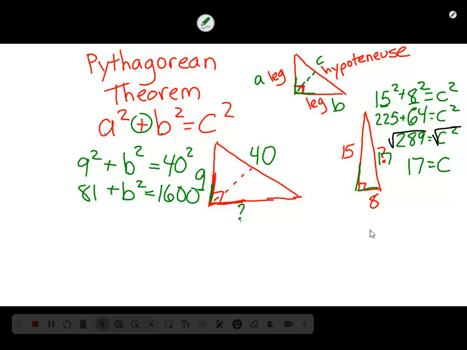Yeah, because we want to get b by itself. So we have to do that opposite operations that we learned about a while ago. So we're gonna, this is a positive 81, so we need to subtract 81 from both sides. So my 81s cancel out, and I have b squared equals what's 1600 minus 81? Robbie?